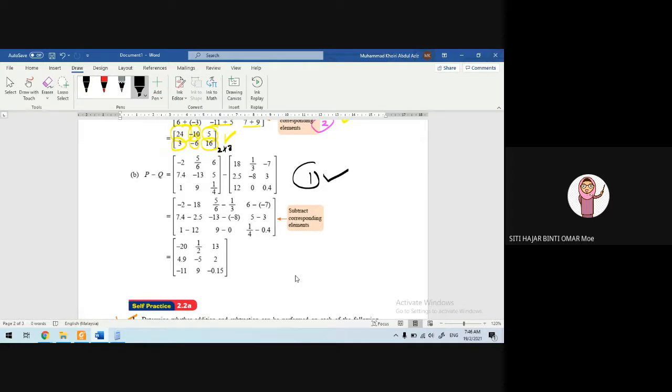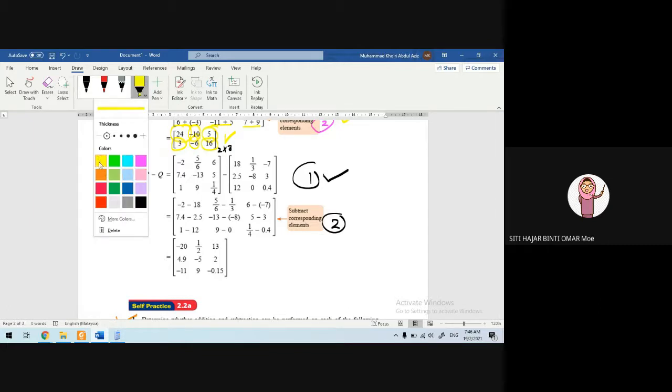Okay. The second step is you subtract the corresponding element. Make sure you write down the correct numbers for the corresponding element. Okay. Now we take a look at negative 2. Negative 2, the corresponding element is 18. Okay. The negative 2 minus. Why minus? Because soalan sekarang nak subtract. Okay. So minus 18. And then ambil the second element 5 over 6 minus 1 over 3.